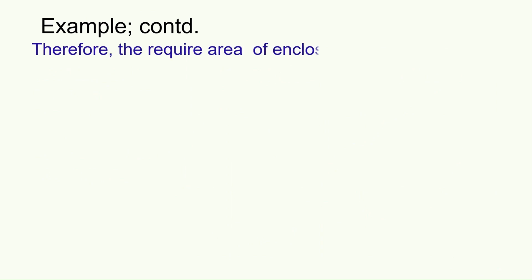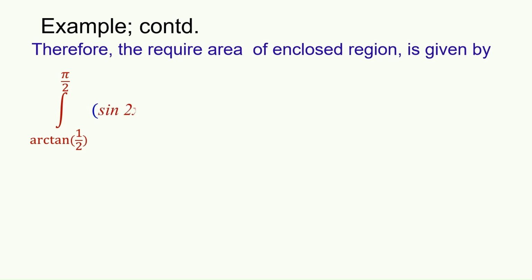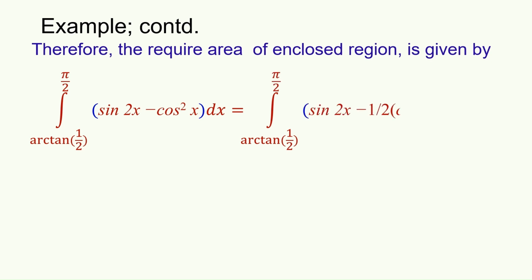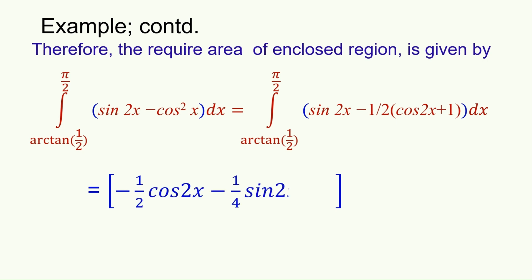Therefore, the required area of the enclosed region, shown in green on the graph, is given by the definite integral from lower limit arctan 1/2 to upper limit pi by 2 of (sine 2x minus cos squared x) with respect to x, equals the definite integral from arctan 1/2 to pi by 2 of (sine 2x minus 1/2 cos 2x minus 1/2) with respect to x, equals [minus 1/2 cos 2x minus 1/4 sine 2x minus x divided by 2] evaluated from arctan 1/2 to pi by 2.